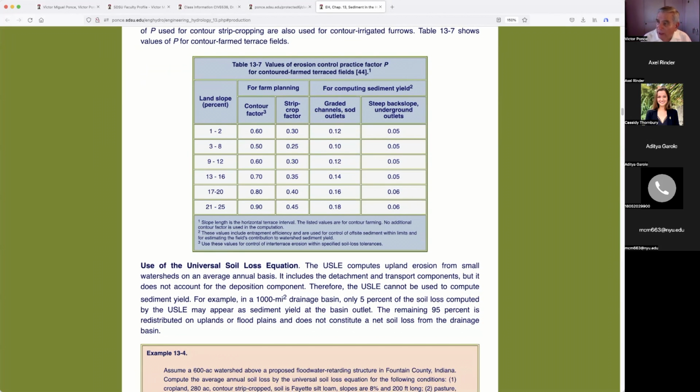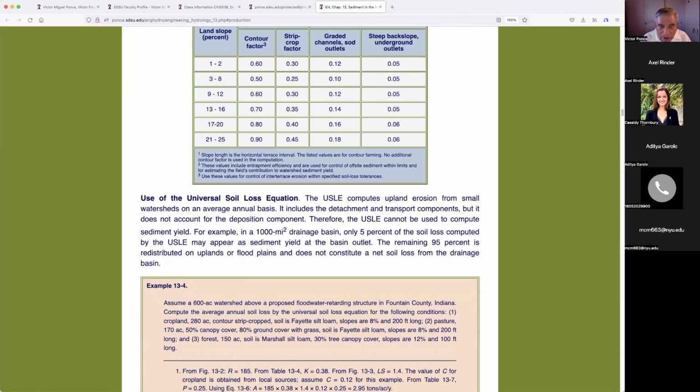I have a story on that, which I will endeavor to share with you later on, perhaps. I do believe I put it in the reading material. A story on how, with variability, we have to be humble when it comes down to calculating sediment, because there's large variability implicit in the computation. So, the use of the Universal Soil Loss Equation. The Universal Soil Loss Equation computes erosion from upland watersheds on an annual basis. So it's an annual basis. That's why the result is called A.